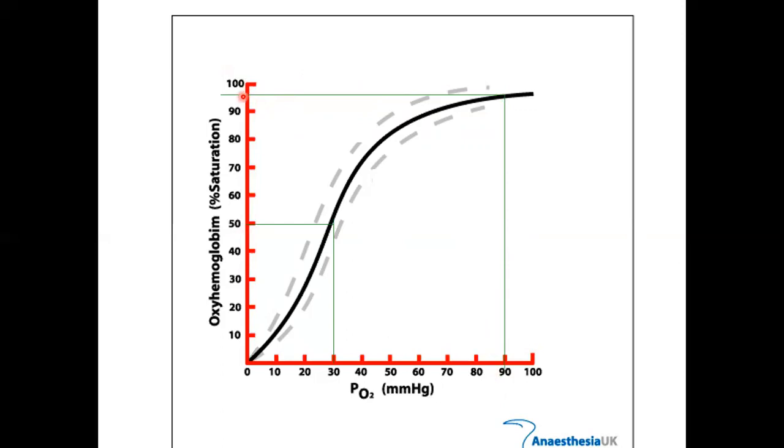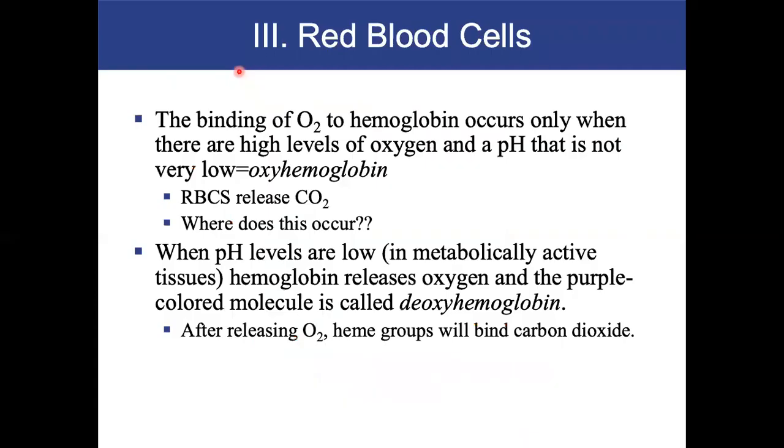This is what normal saturation level is in our bloodstream. So when we talk about percent saturation or oxyhemoglobin, our oxygen saturation is about 97 to 100%. In red blood cells, the binding of oxygen to hemoglobin occurs only when there are high levels of oxygen and a pH that is not very low, right? When oxygen is bound to hemoglobin, we call it oxyhemoglobin, and it's a bright color. At that point, red blood cells release CO2.